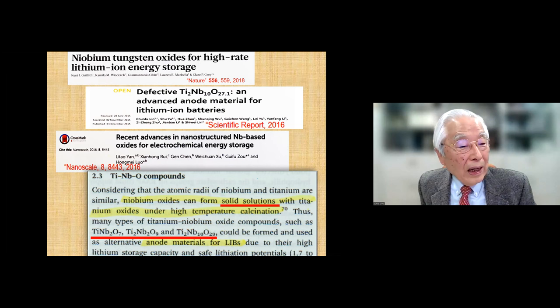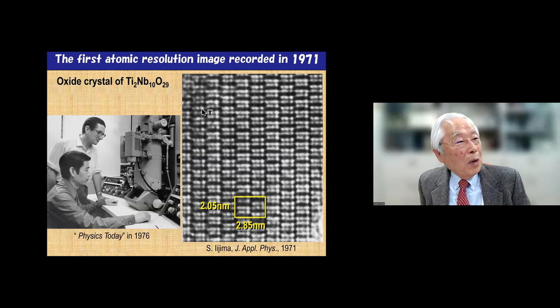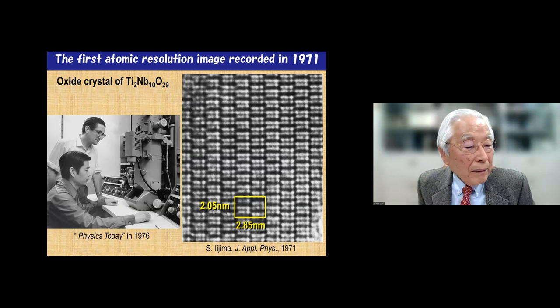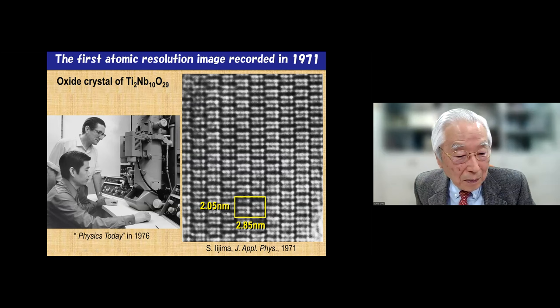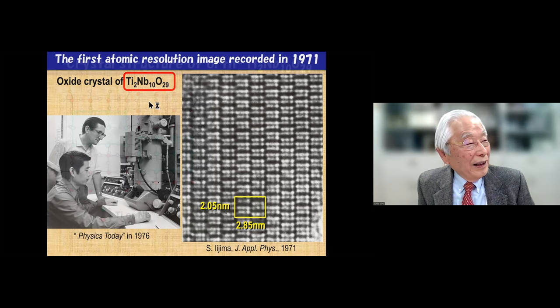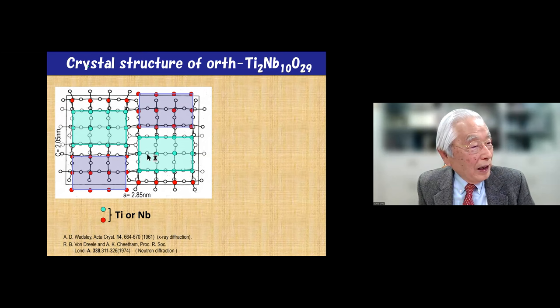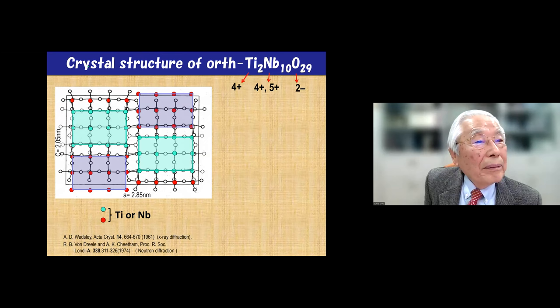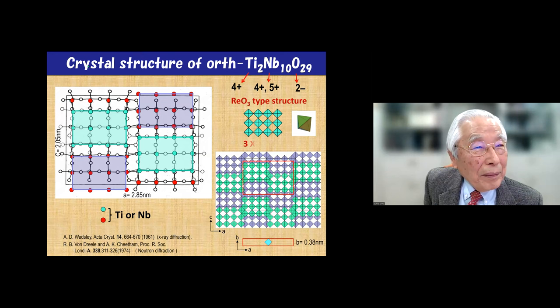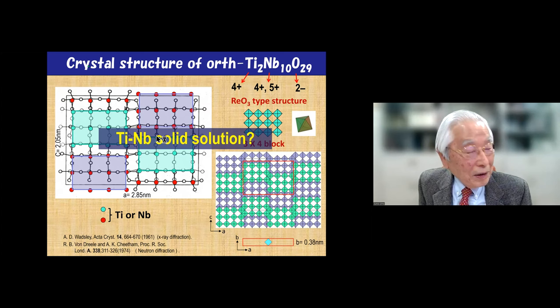So I showed you before that this is the beginning of high resolution microscopy of oxide. And then the same material, it's 1971. So next, yeah, this is the structure, okay? So I said the metal atoms, titanium and niobium, are solid solutions. So they don't distinguish where they are. Yes, because the valency is complicated for niobium. So, yeah, this is a problem, solid solution.